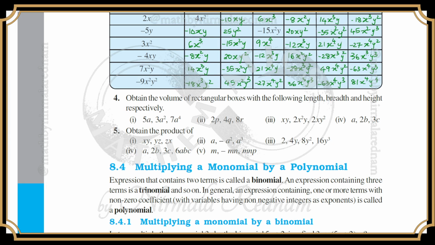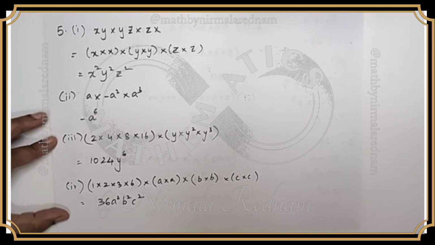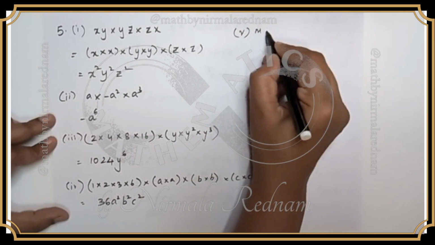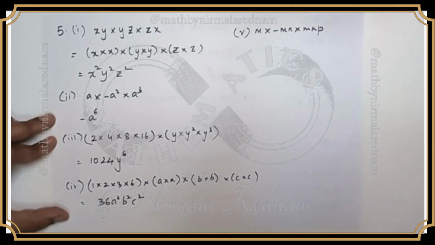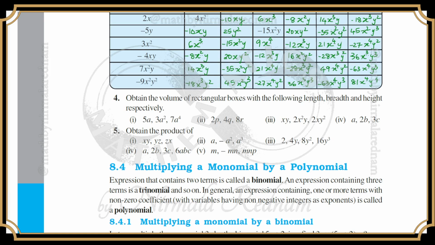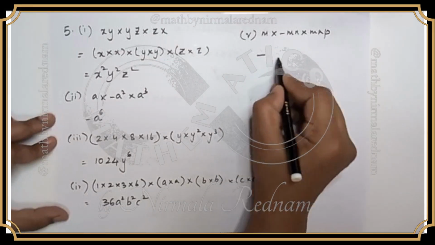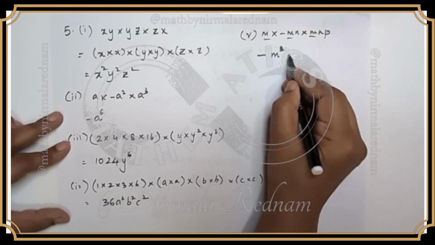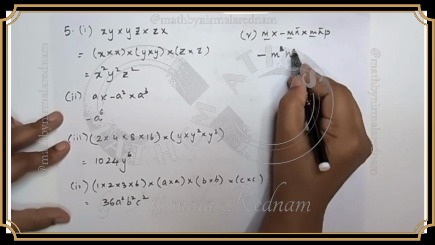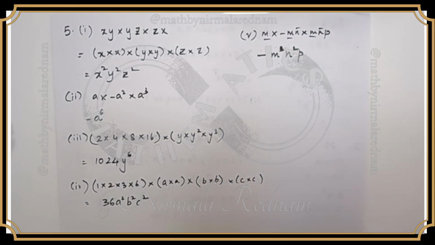Right? Next, look at the fifth sum. In the fifth sum, I have m, minus mn and mnp. Right? So the coefficient is minus and I have 1, 2, 3 m's. So m cube, right? And I have 2 n's. So n square and then 1 p. So that is minus m cube n square p.